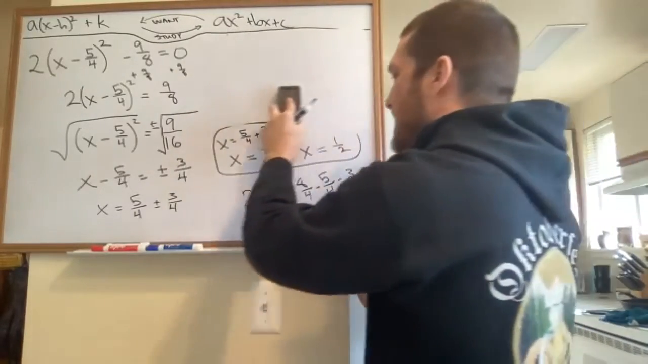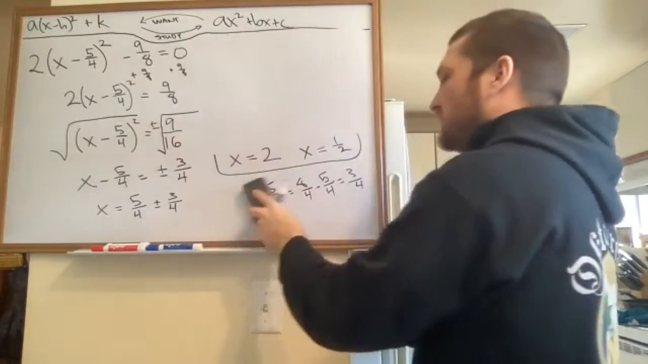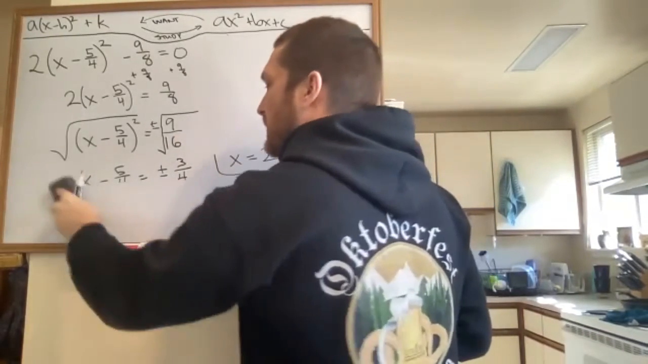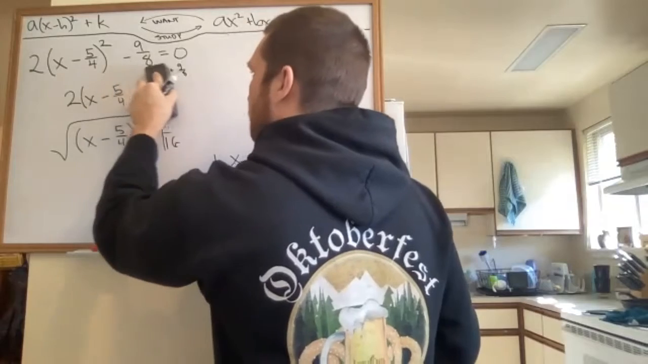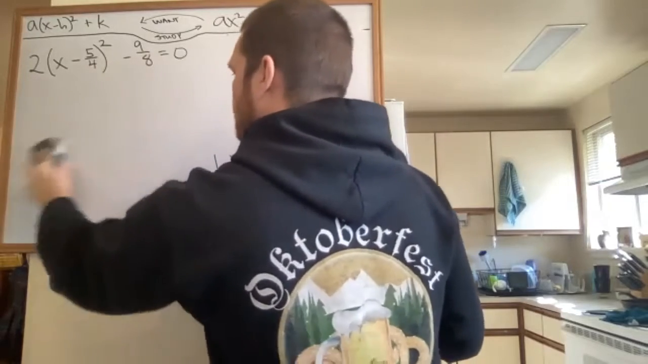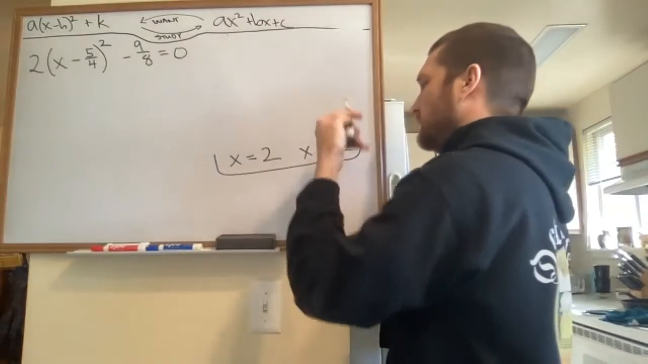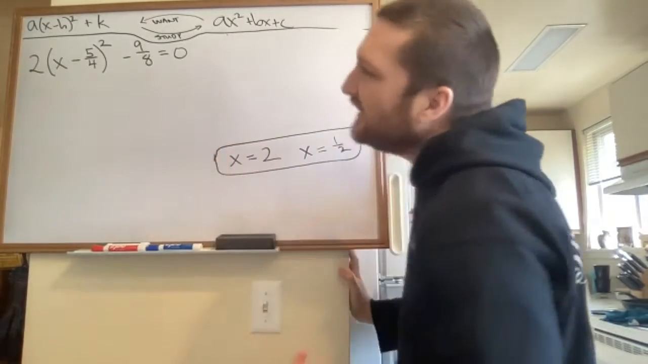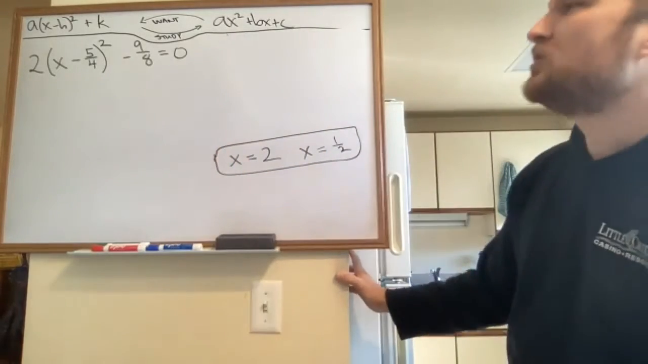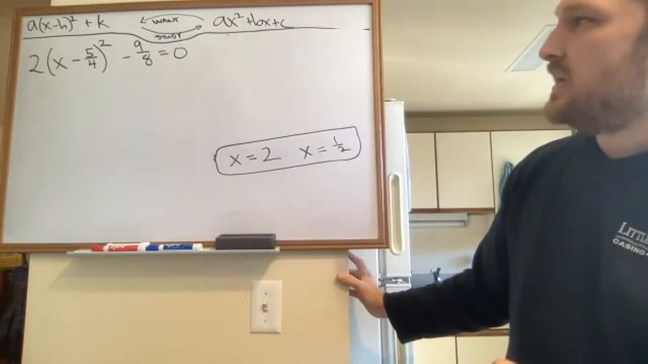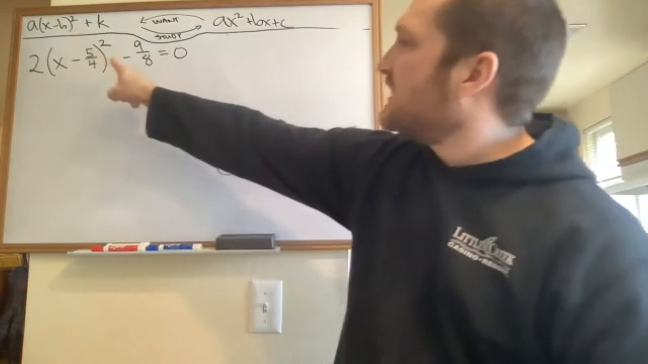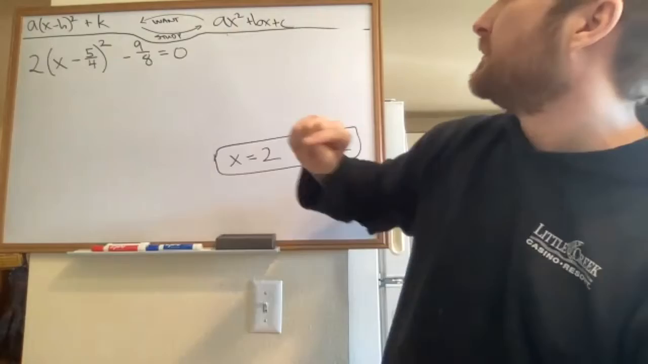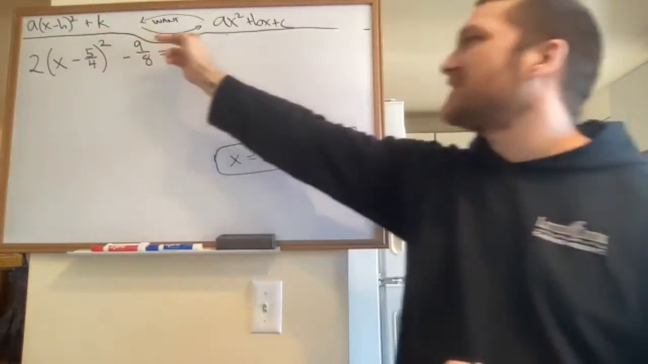Okay, so these were the answers we got. X was equal to 2 and x equal to 1 half. I'm going to go ahead and erase all this work right here. Now, this isn't strictly necessary, but I do want to do this. Since this is written like this, let's rewrite it in this form right here, because this is what we're trying to study right now.